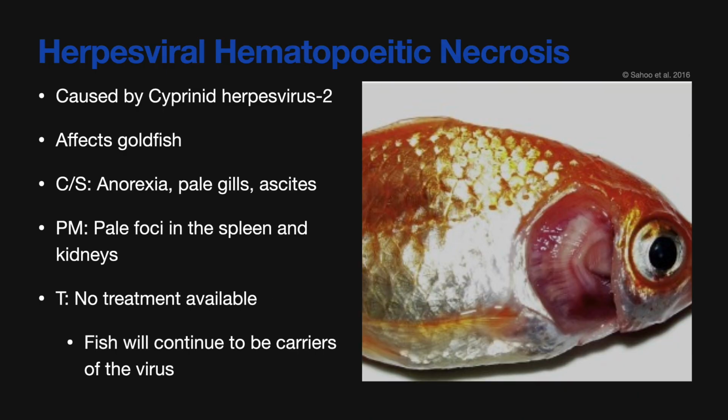Herpesviral hematopoietic necrosis is caused by cyprinid herpesvirus 2, and it primarily affects goldfish. Clinical signs include anorexia, pale gills, and ascites. And on postmortem, you can see pale foci in the spleen and kidneys. There is no treatment available, and fish will continue to be carriers of this virus.